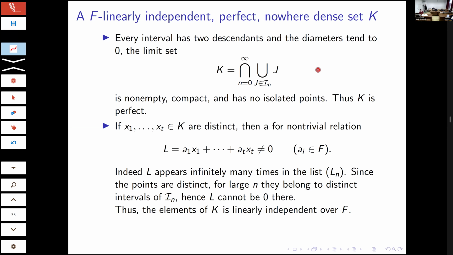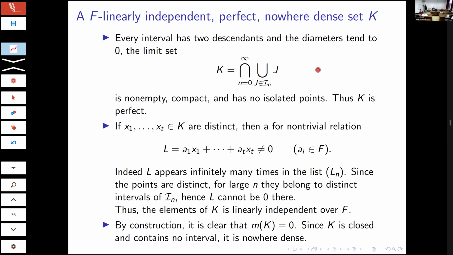Are there any questions? Okay. By construction, it's also clear that the Lebesgue measure of the set is 0. And as it is closed, it cannot contain an interval, so it is nowhere dense.